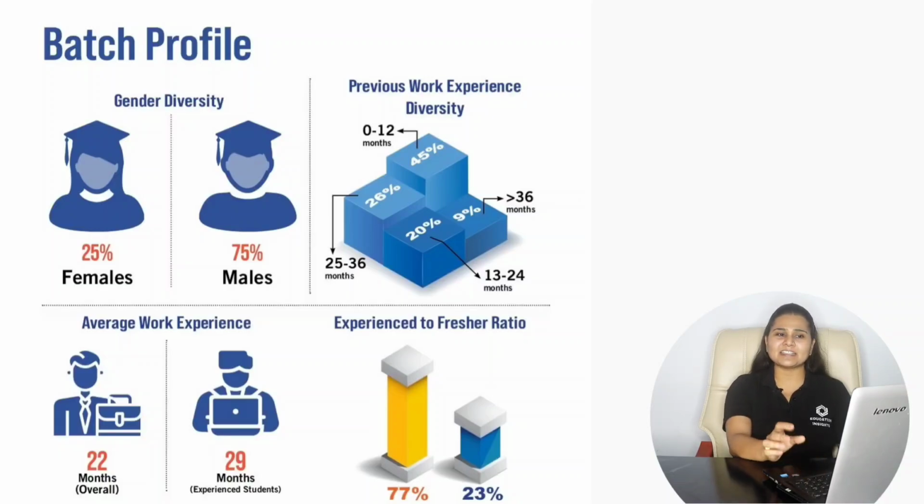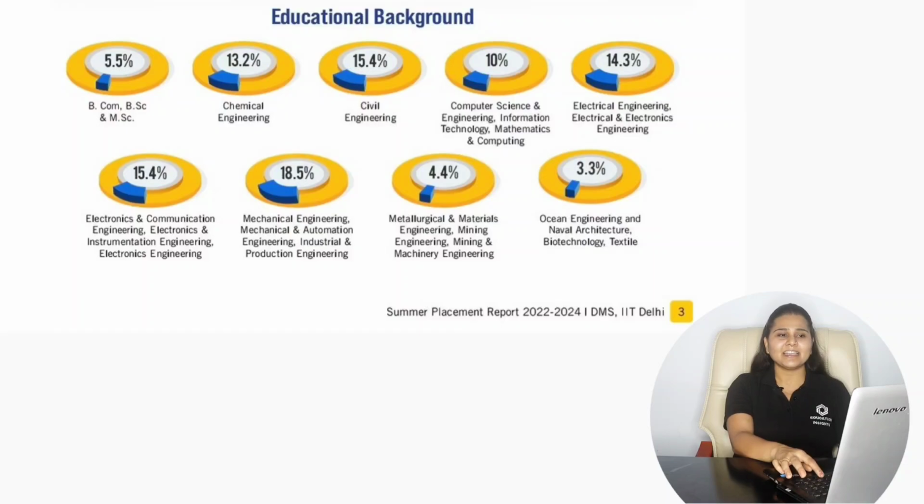If we consider the experience to fresher ratio, then 77% of candidates are experienced and 23% are freshers. If we consider the overall batch profile in terms of educational background, then 5.5% of candidates have a background in BCom, BSc and MSc. Then 13.2% have a background in chemical engineering. Then 15.4% have an educational background in civil engineering.